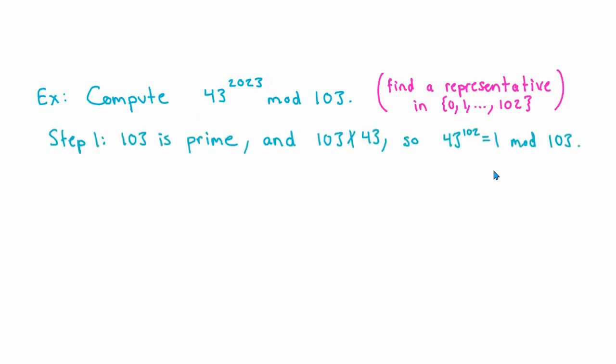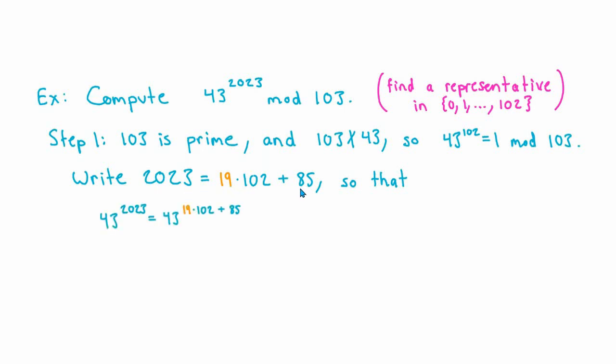The first thing that we want to do here is to observe that since 103 is prime and doesn't divide 43, Fermat's theorem tells us that 43 to the power 102 is equal to 1 modulo 103. If we then write the exponent 2023 as a quotient times 102 plus a remainder, we can use properties of exponents to deduce that 43 to the 2023 is 43 to the 102 to the 19th power times 43 to the 85. But since the quantity inside the parentheses here is 1 modulo 103, this expression is just 43 to the 85 modulo 103.